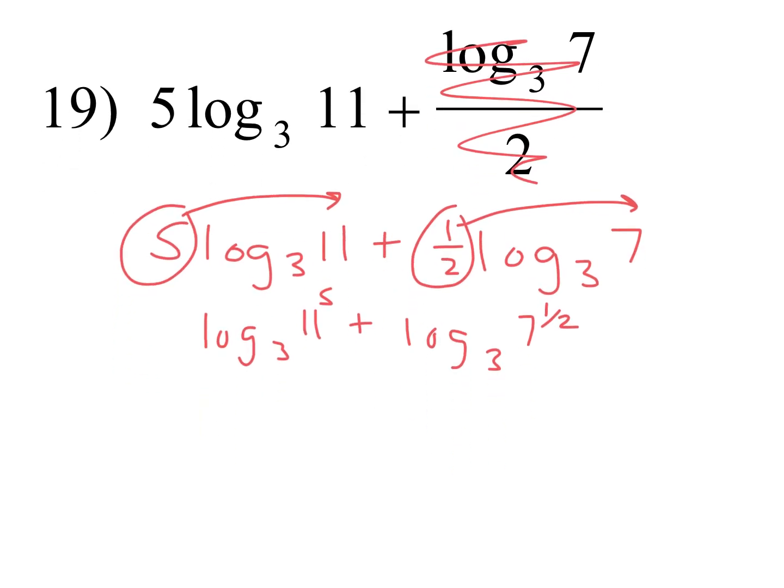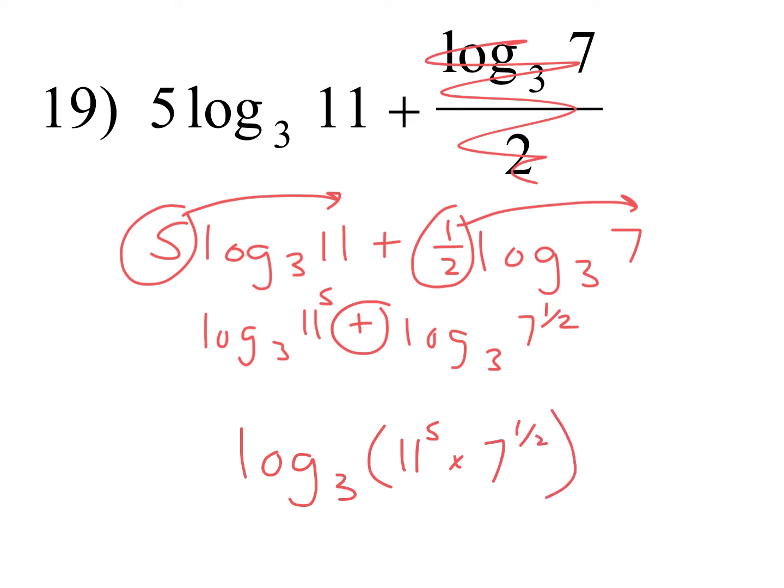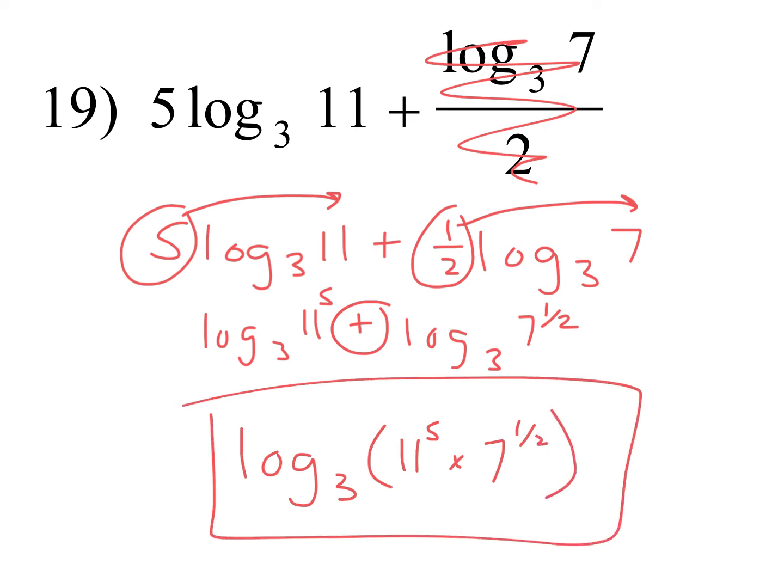Now to condense it to 1 log, if we're adding, what do we do to condense? Multiply. So this would be 11 to the 5th power times 7 to the 1/2 power. You can just leave it like this. You don't have to figure out what 11 to the 5th power is and multiply that times 7 to the 1/2 power. Just leave it like this.